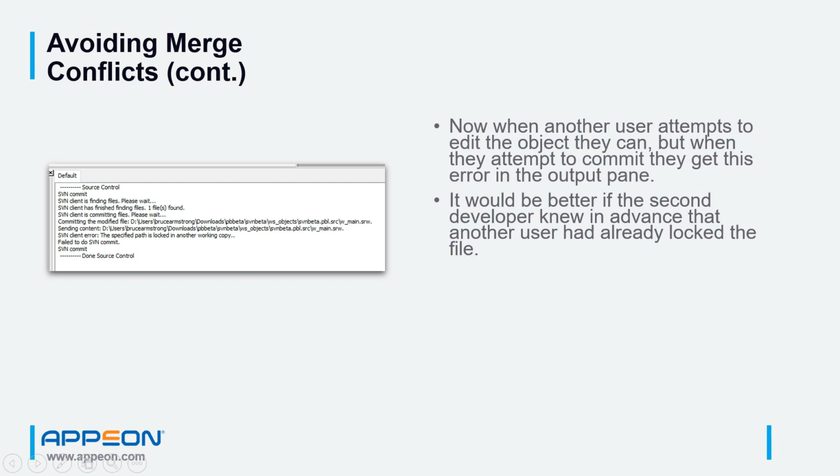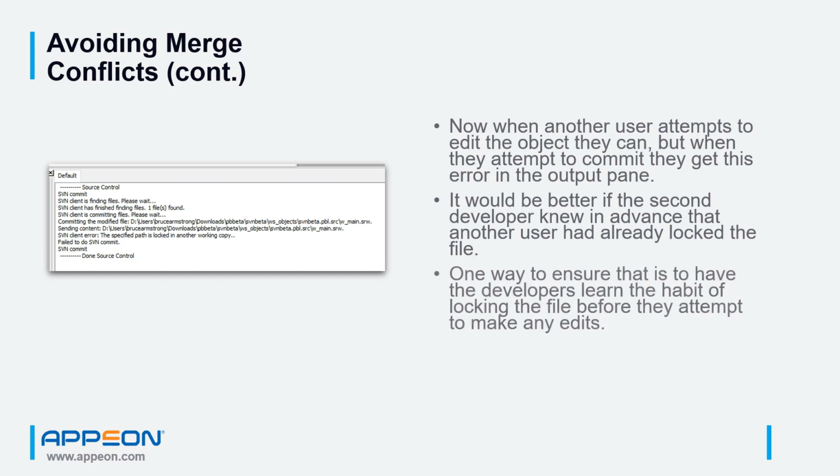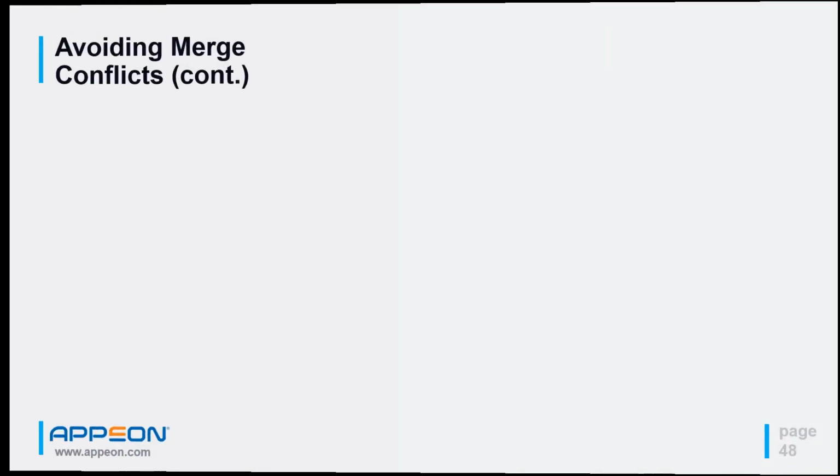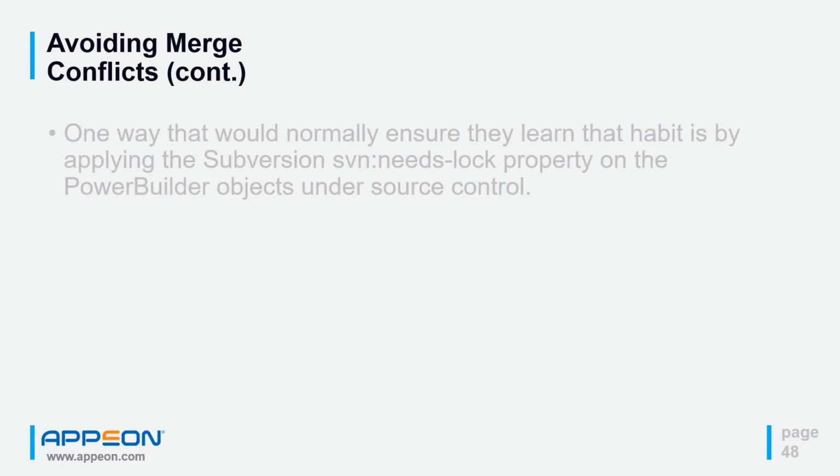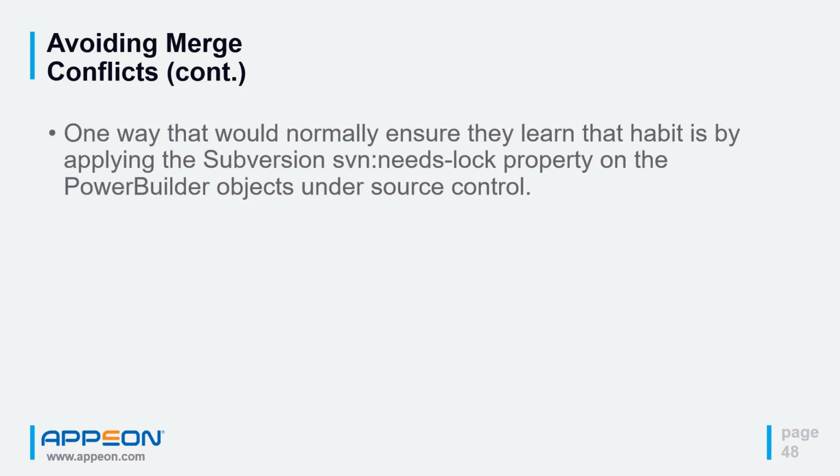Now, ideally, you wouldn't want this to happen. You would want to know in advance that somebody else has already locked a file. And so one of the things you want to do is make it a habit to lock the file before editing. Always lock the file before editing. And there's a way you can actually force, maybe a strong word, but teach your developers to get into that habit. And that's to apply what's called an SVN needs-lock property on all your PowerBuilder objects that are under source control. That forces the developers to get a lock before they can commit.